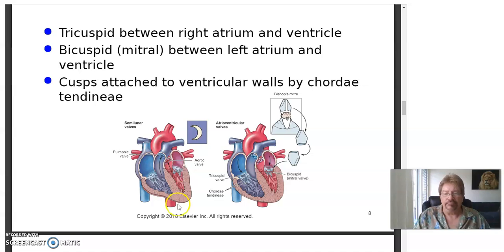Okay? Tricuspid valve, mitral valve. Tricuspid valve, mitral valve. Are these important to know? Do you have to know them? Yes. These are super important.